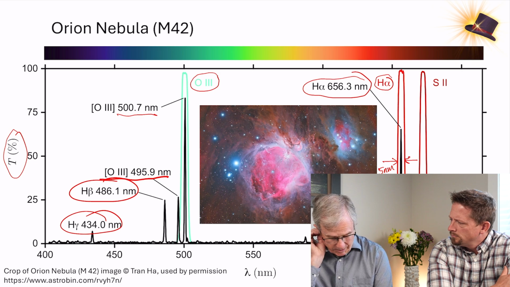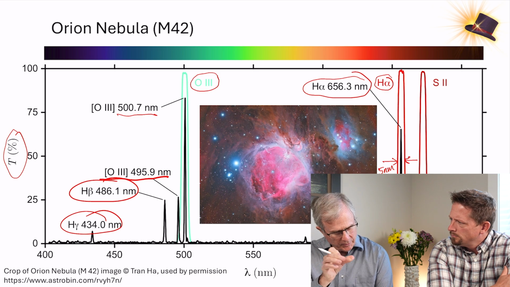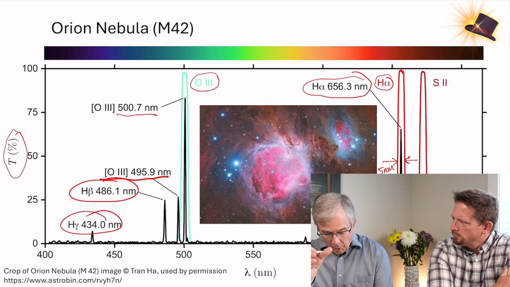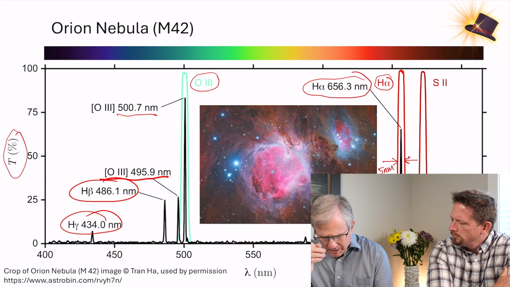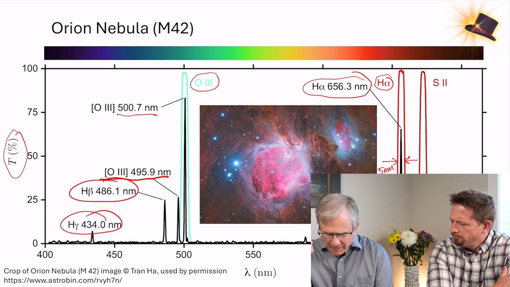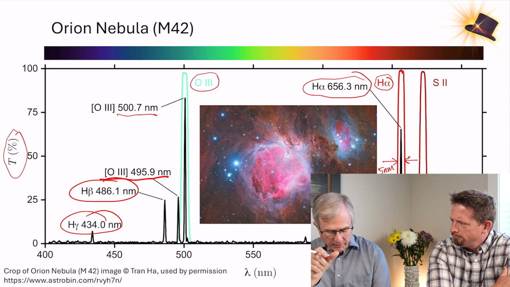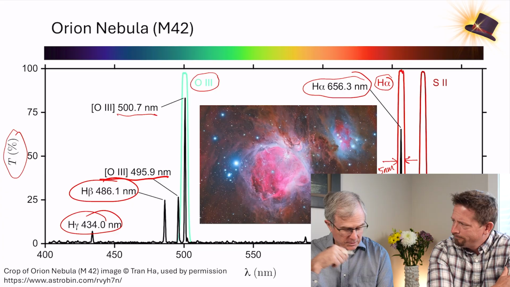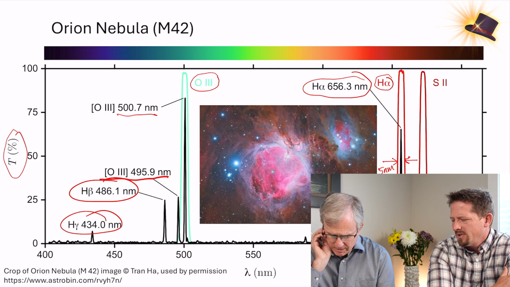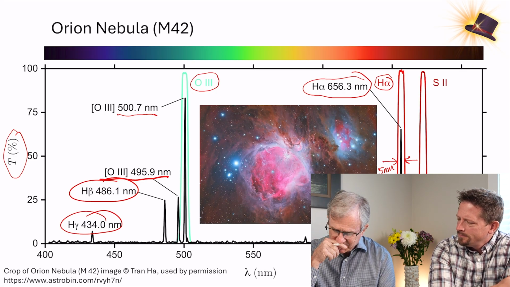I imagine there are some oxygen filters with a broader passband that would include both, but we're talking about a 4 nanometer difference between those two lines. That's not a very big difference. So maybe if you had a 10 nanometer bandwidth filter, you could get some of that other oxygen-3 line. Pretty weak still. Doesn't contribute as much.